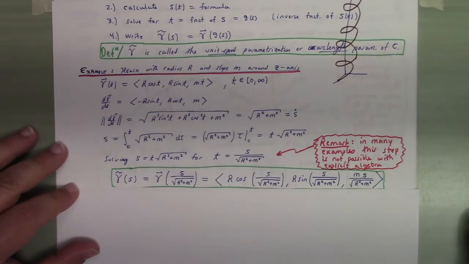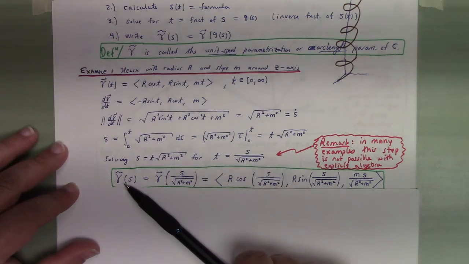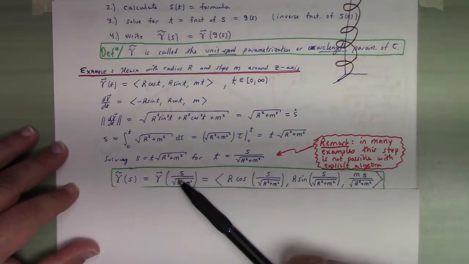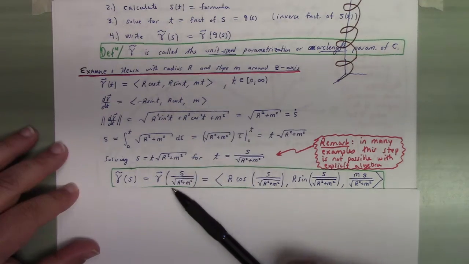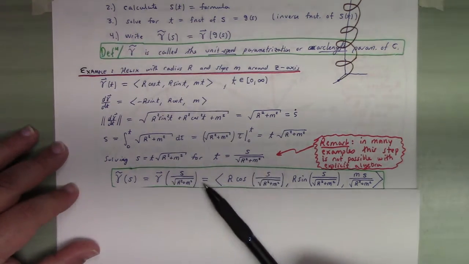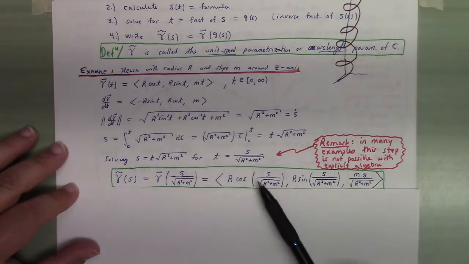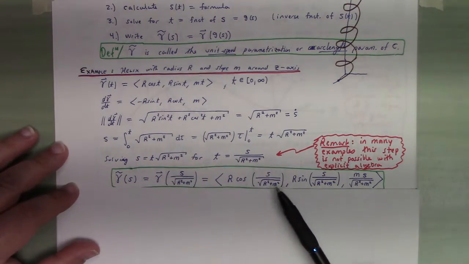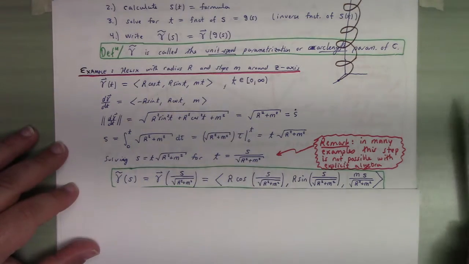Anyway, here it is for this curve. For the unit speed parameterization of the helix, I take t and put in place the corresponding formula for s, which in this case is s over the square root of r squared plus m squared, and plug it in. There you go. This is the unit speed, or arc length, parameterization of the helix.